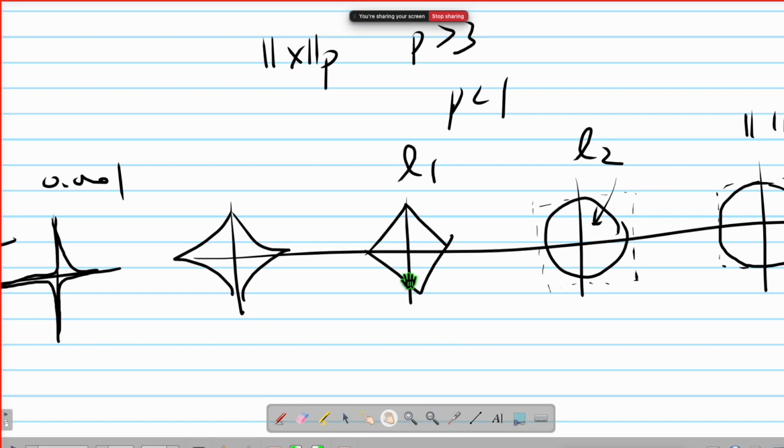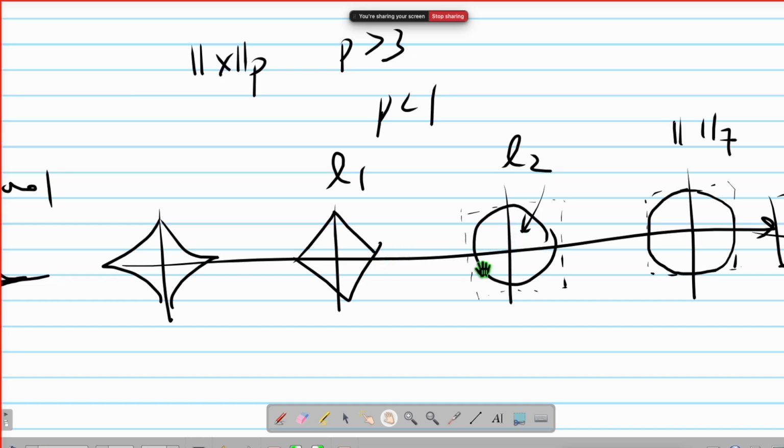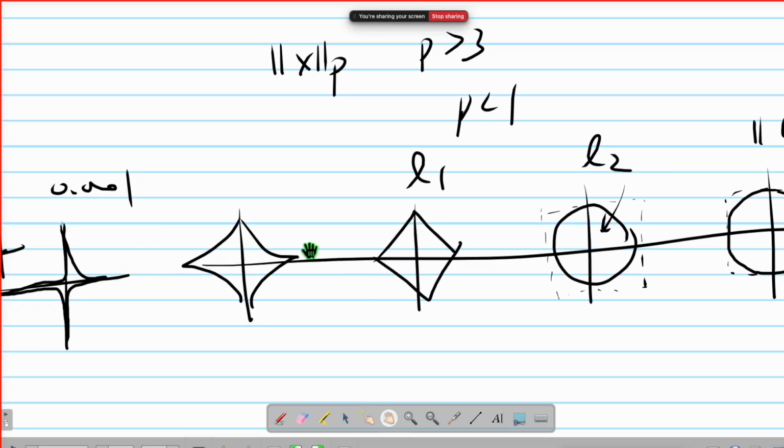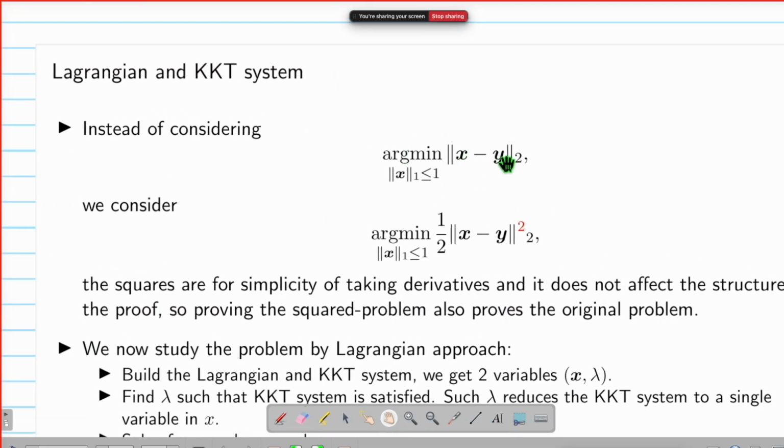So this is just a picture. And this is a convex set, this is a convex set, this is a convex set, this is a convex set, this is not a convex set. Anyway, now we have this problem. Given a y, find the smallest distance x. This x has an L1 norm smaller than 1, that means it's inside the diamond, and the distance between my y and this x is smallest. This is our problem, I call it P.